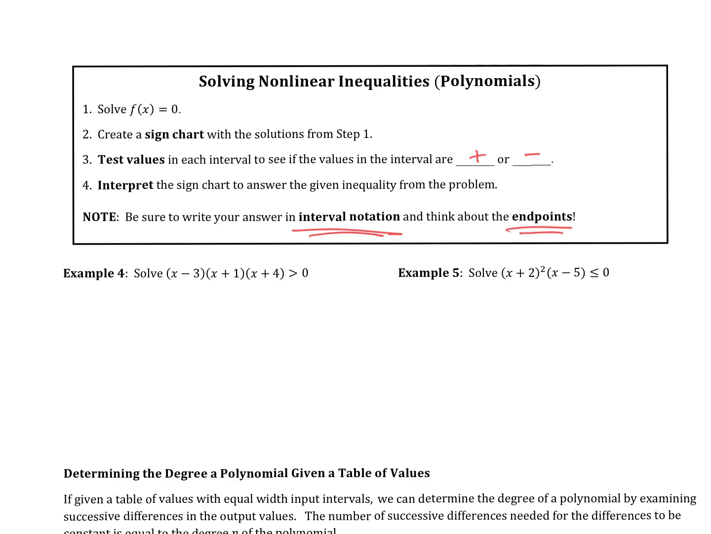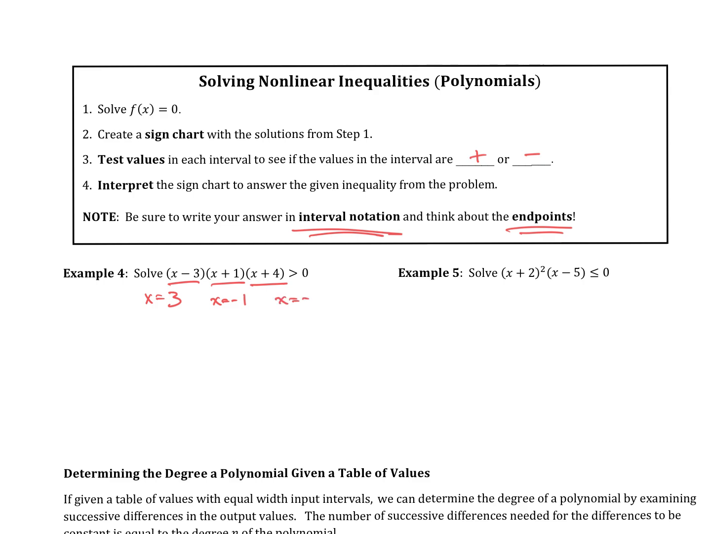All right, so let's look at example 4. So the first thing we need to do is basically set this equal to 0. Just like we did yesterday when we solved for our roots or x-intercepts or zeros. What do I get when I set x minus 3, that linear factor, equal to 0? What do I get? X equals 3. How about this one? X equals what? -1.